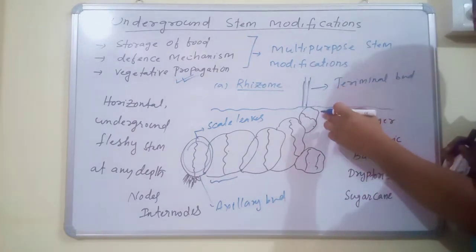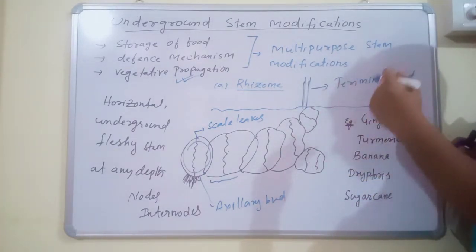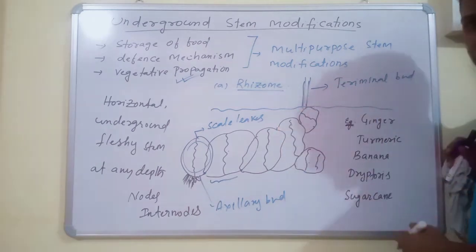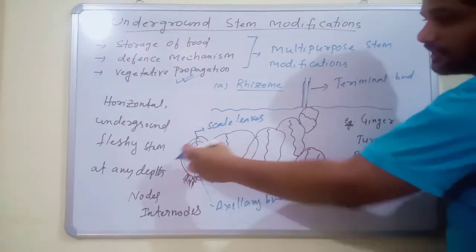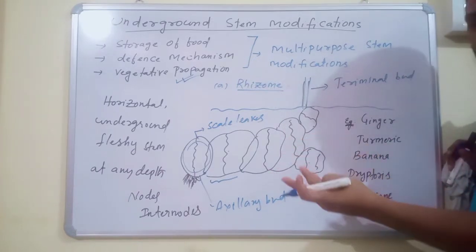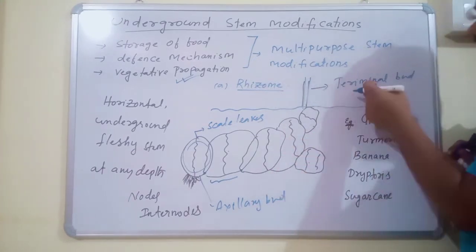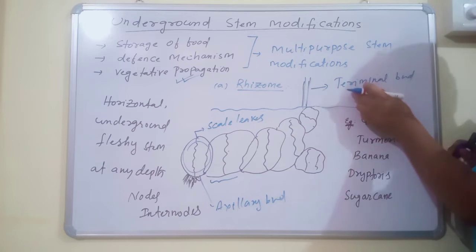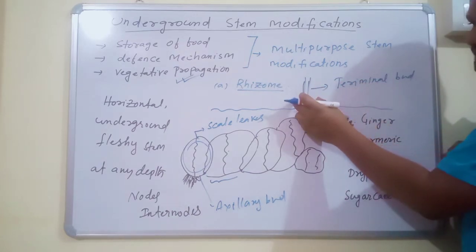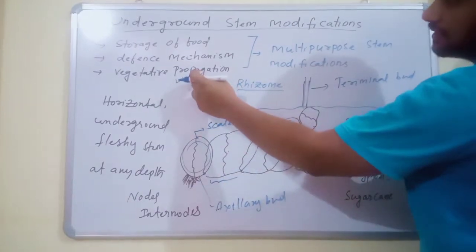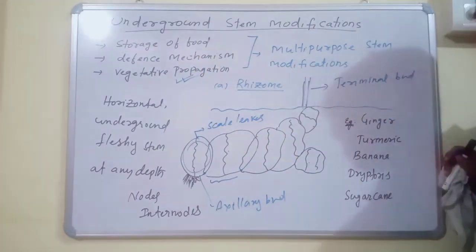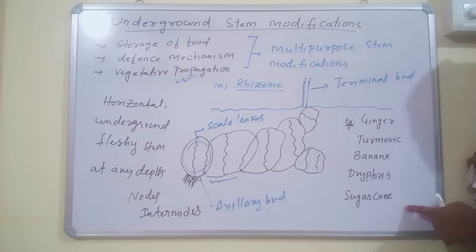So what is rhizome? It is a horizontal, fleshy underground stem modification. It grows below the soil at any depth. Nodes present, internodes present, axillary buds present and terminal bud present. So what is the function of terminal bud? It produces aerial branch, and leaves are modified into scales, and axillary buds take part in vegetative propagation and storage of food. And these are the examples for rhizome.